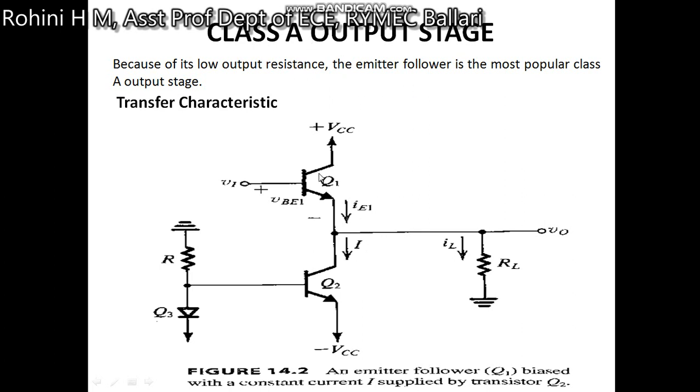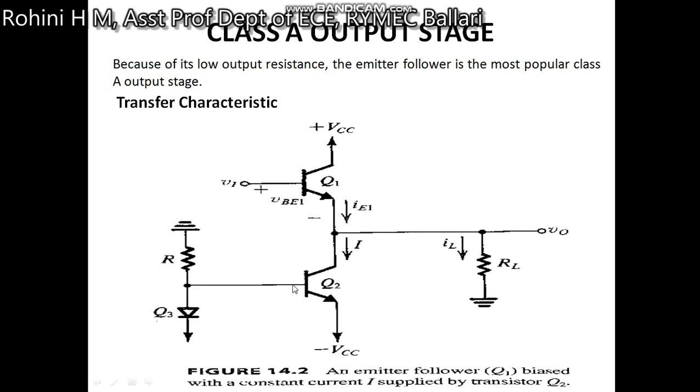So this is the diagram of the emitter follower. There are the two transistors Q1 and Q2, with plus VCC and minus VCC. Here the resistance is given. There is one more diode-connected transistor, that is Q3, with VBE. Here V1 is the input voltage, there the output voltage V0. Here the load current is given. So this is the class A transfer characteristics, the first thing we are discussing.